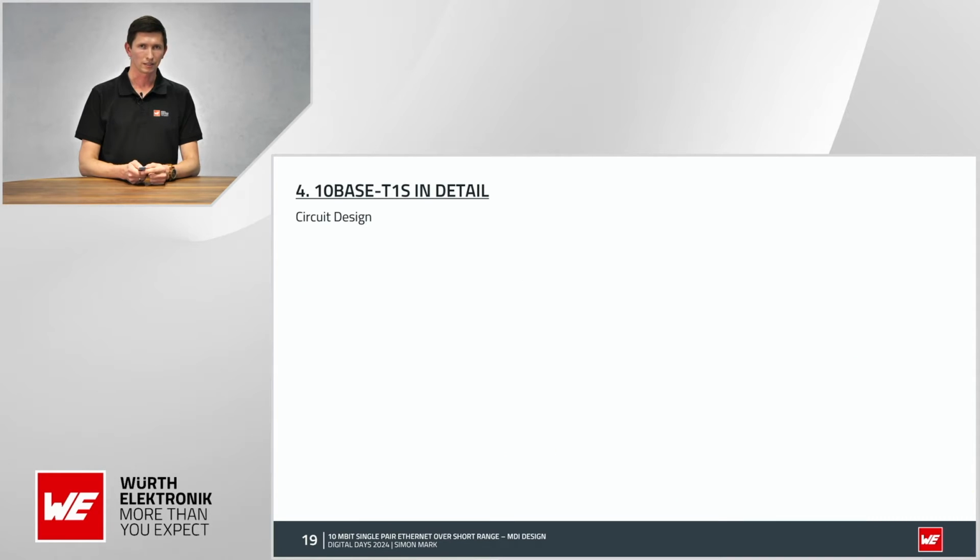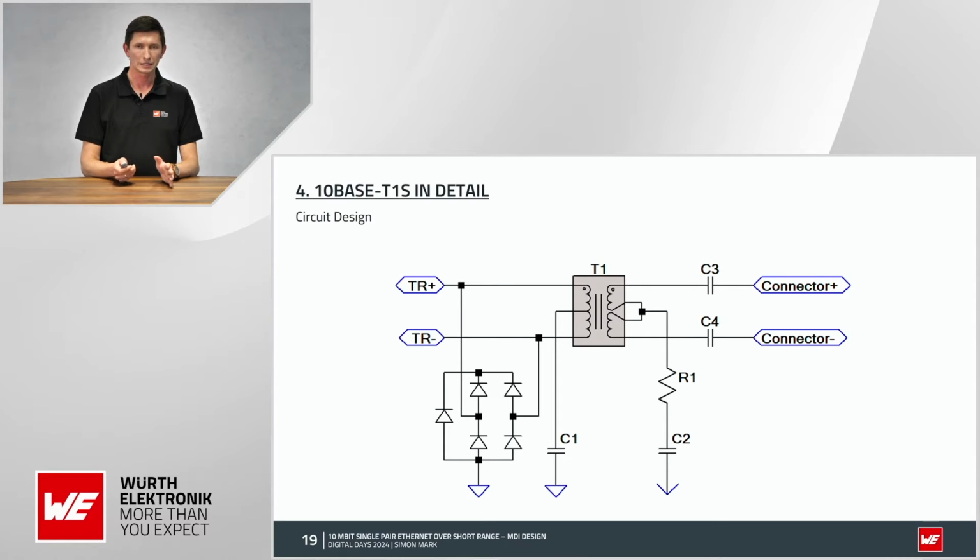The circuit design. If you want to design now the circuit, the MDI, this is the smallest circuit you can design. You can use here the transformer, like I explained before, as an isolation, the galvanic isolation of 1500 volts. Then you have also the capacitors for the DC isolation, some common mode termination, and the diode. This is the smallest circuit you can use for 10BASE-T1S and L.